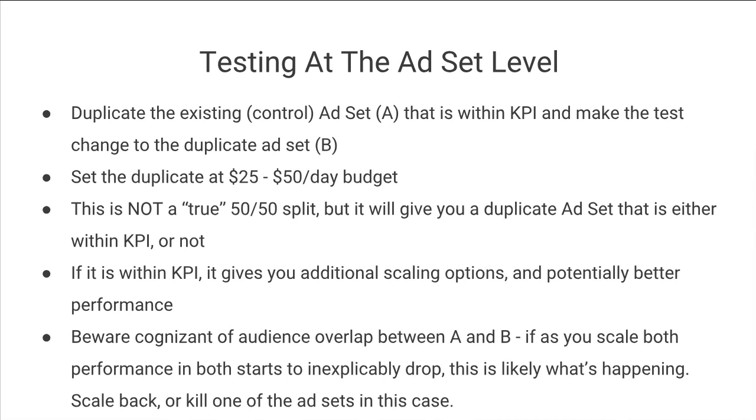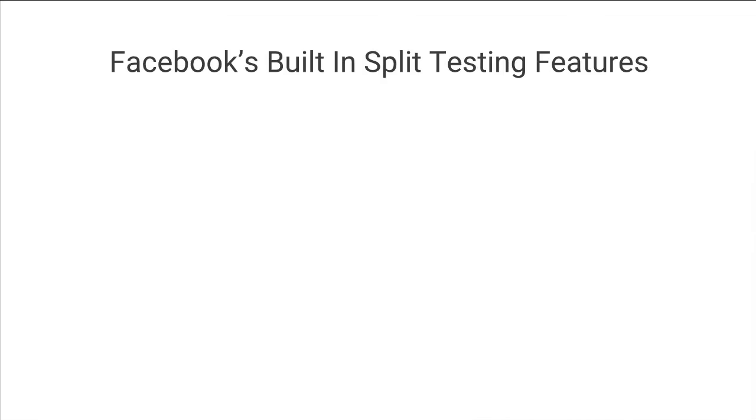And like I mentioned, just be cognizant of the fact that audience overlap between ad set A and B is possible. If you are scaling, let's say both ad sets are within KPI and you're scaling both, and the performance in both of them as you scale just randomly and inexplicably starts to drop, then audience overlap is almost certainly what's happening. At that point, you either need to scale back or kill the lower performing ad set to get rid of this audience overlap issue.